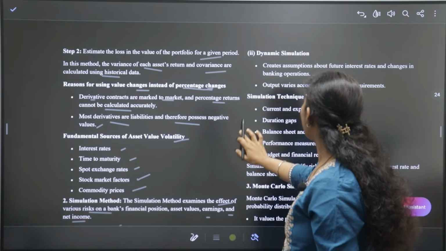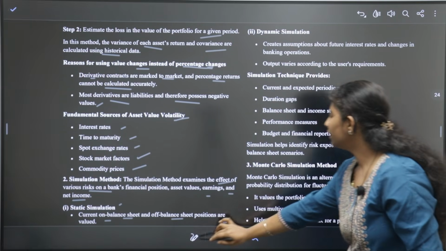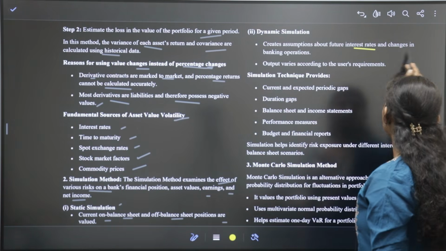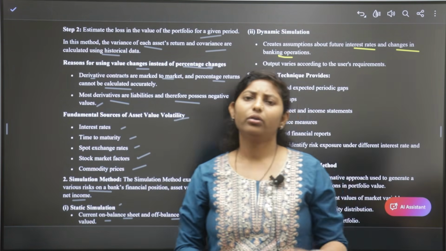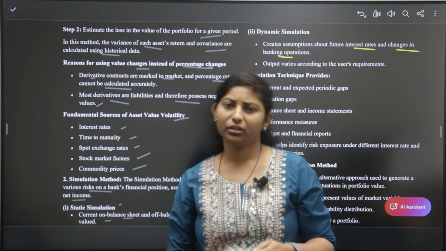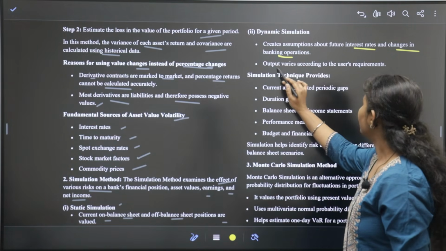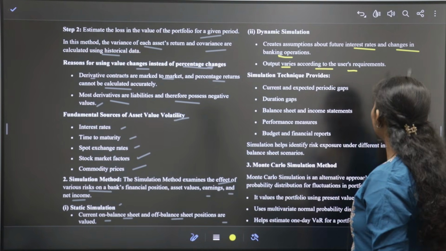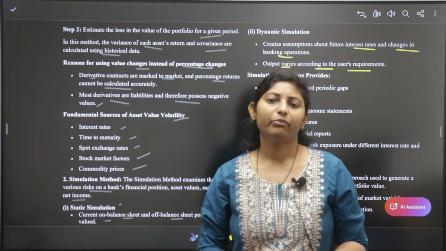Next we have dynamic simulation. It creates assumptions about future interest rate changes in banking operations. We go for assumed rates, so we say dynamic simulation. Next, output varies according to the user requirement. The output will be different according to your requirement.